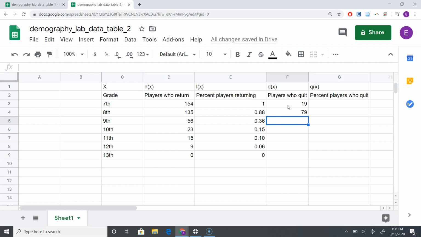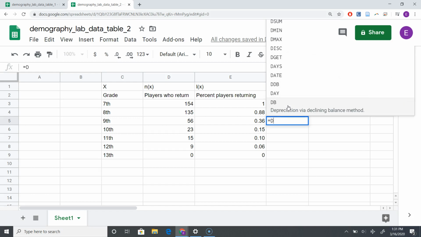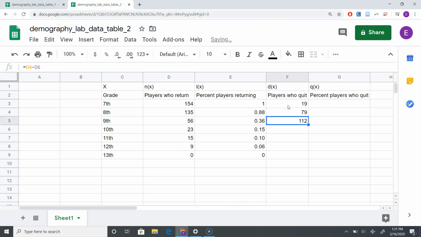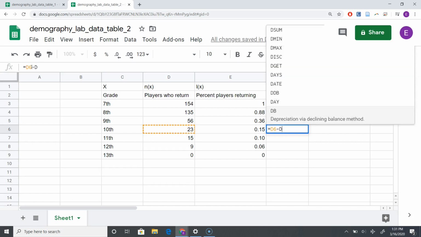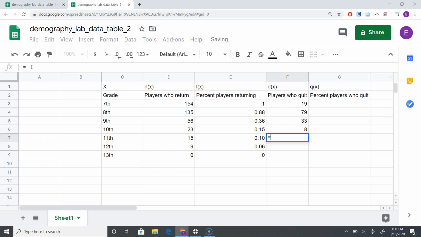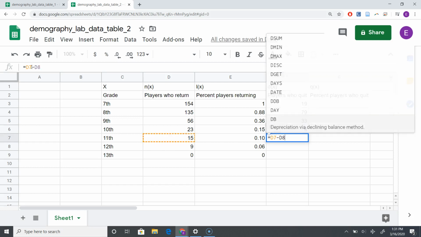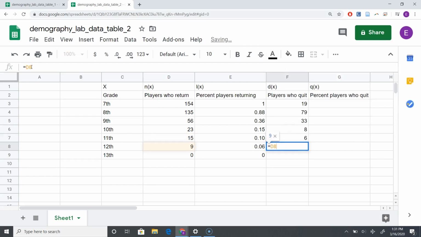Let's keep on calculating. We're going to say equals D5 minus D6. I did that wrong. Excuse me, D5 minus D6. That's better. Equals D6 minus D7, equals D7 minus D8, equals D8 minus D9, and this one's just going to be 0. Well, you could say equals D9 minus D10 if you wanted to.